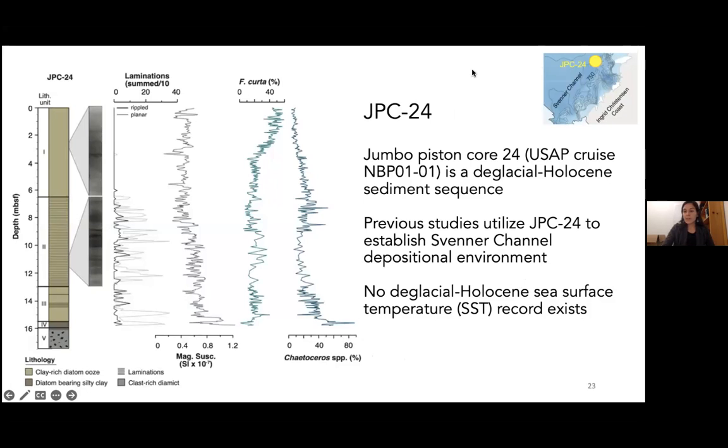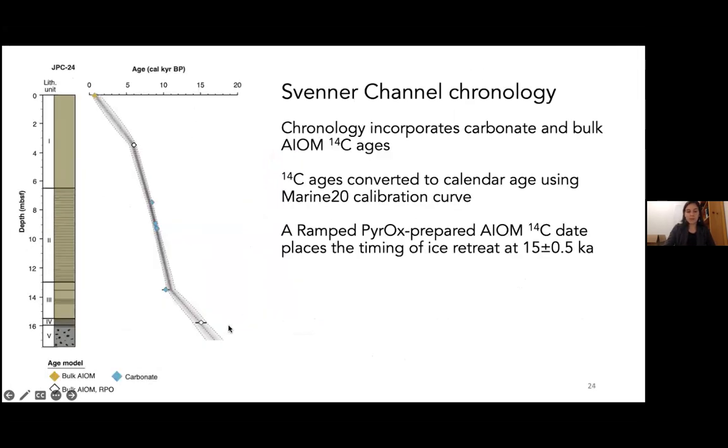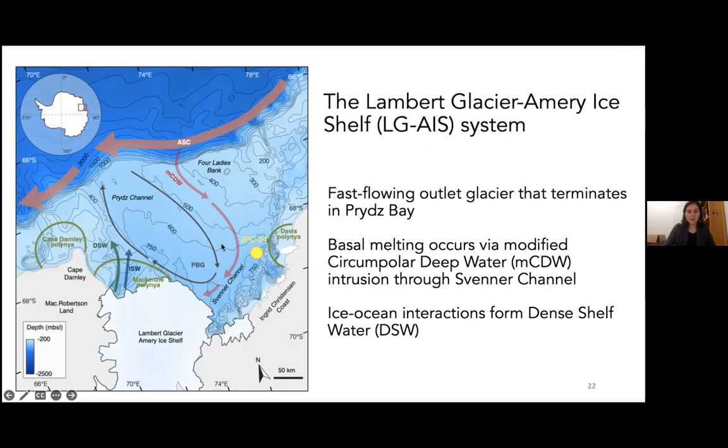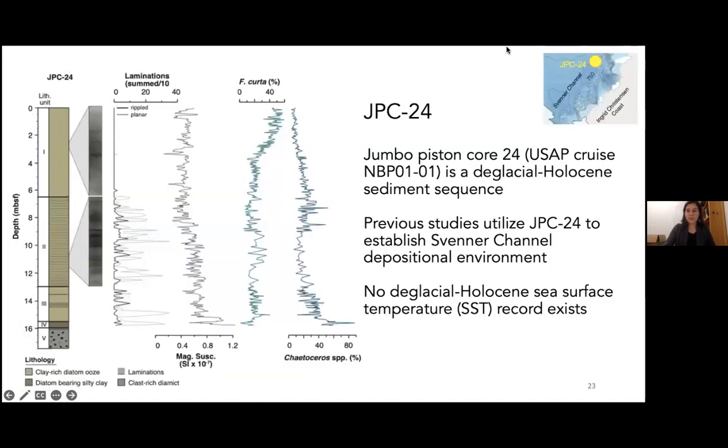What we're focusing on here is this JPC. Let me go back just so I can show you. JPC 24 is here, and we're zooming in a little bit. So JPC 24, or Jumbo Piston Core 24, is a deglacial to Holocene sediment sequence.